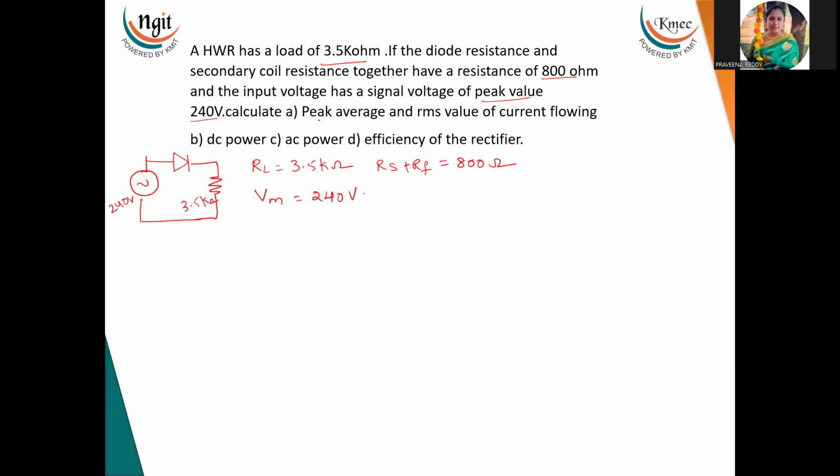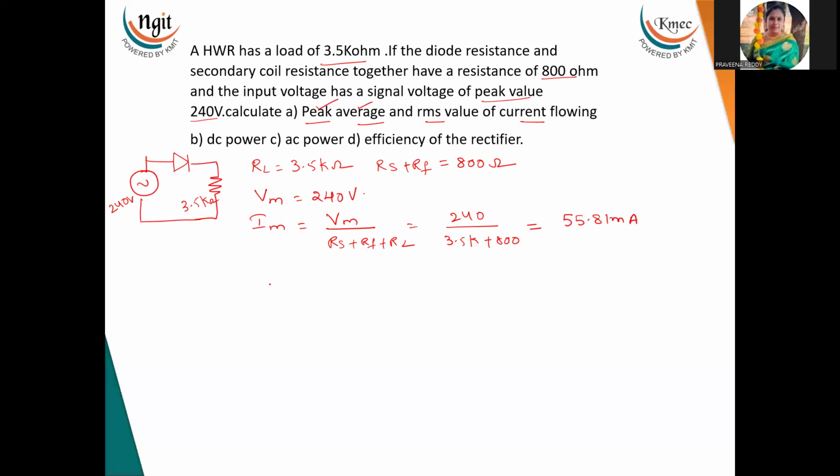Now from this, we need to calculate the peak, average and RMS value of current. So for that, what is the formula for IM? IM is equal to VM by total resistance, RS plus RF plus RL. Now just put 240 divided by 3.5 kilo plus 800. Then you will get the value 55.81 milliamp. Now, peak value over.